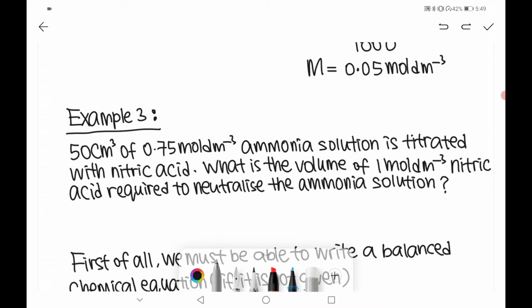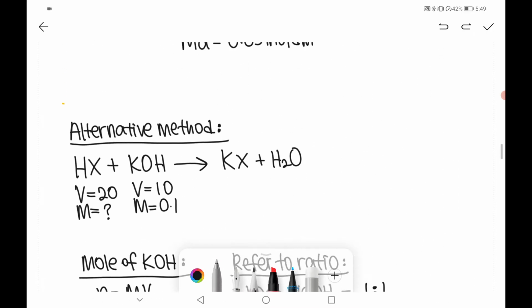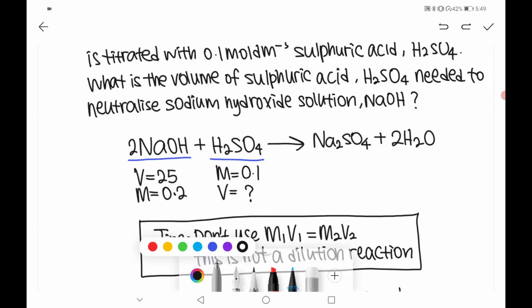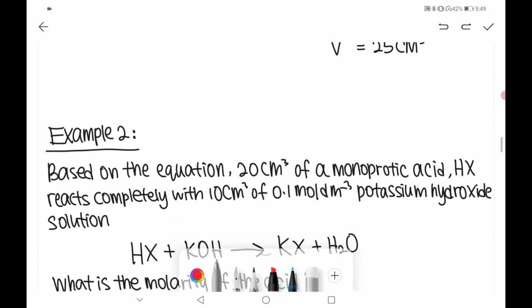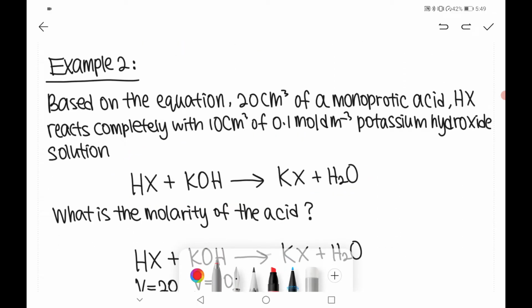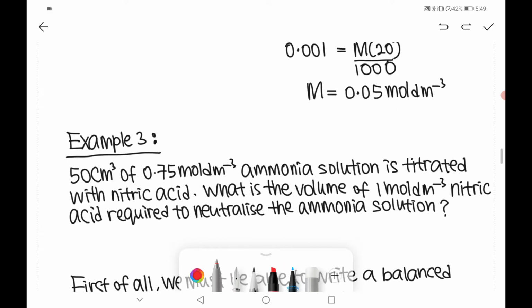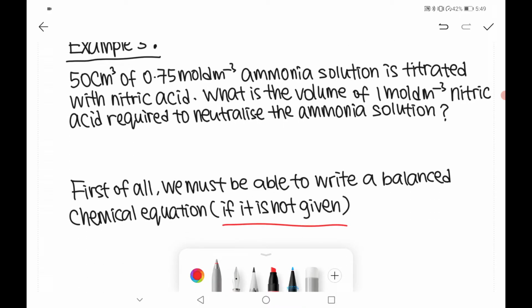Before you do the calculation, you must have a chemical equation. In example number 1 and example number 2, the chemical equation was given. But please don't expect they will give you the chemical equation every time. If they never give us the chemical equation, we must be able to write a balanced chemical equation on our own.